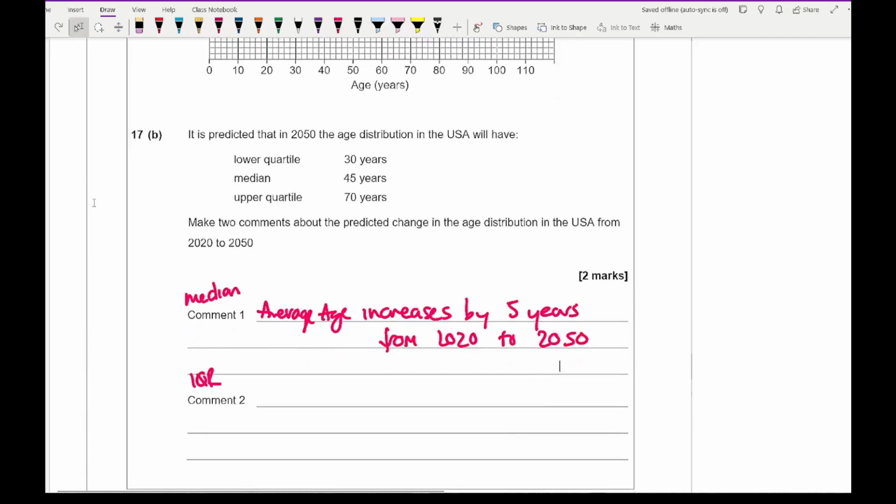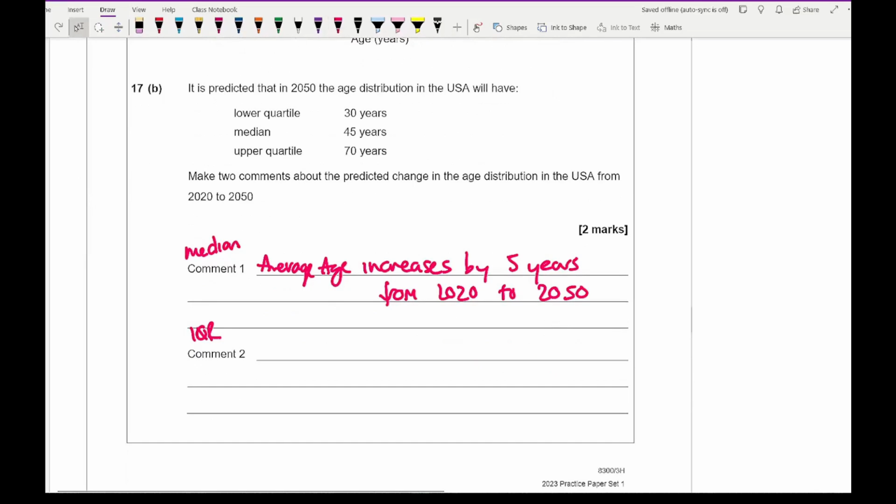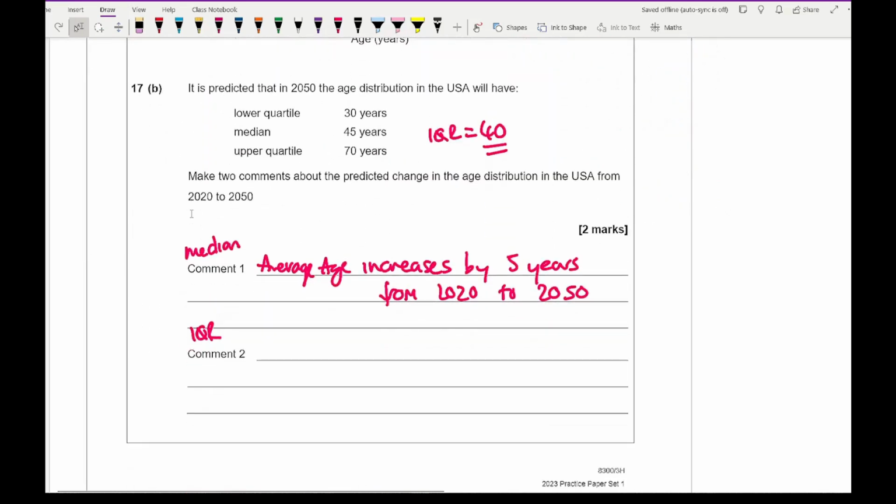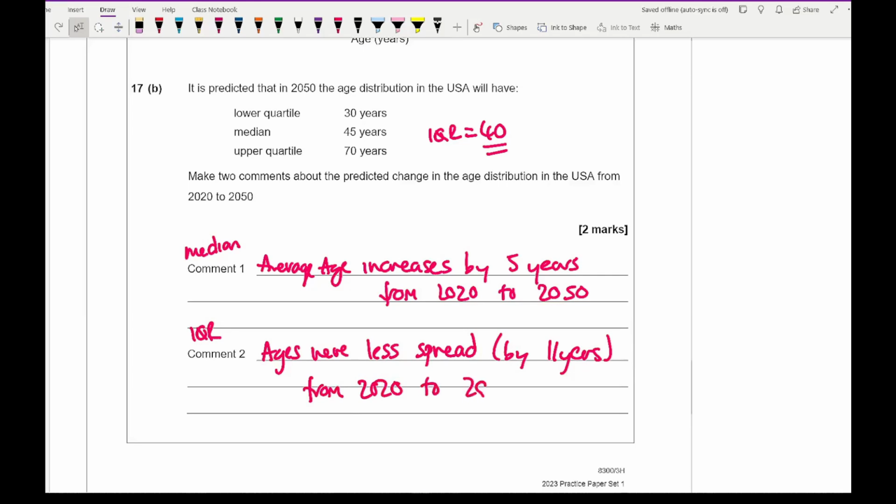Now you then want to comment on the spread. So the IQR for 2050 is going to be 40. So I'm comparing an IQR of 40 and an IQR of 51. So for a comment here, you could say something along the lines of that ages were less spread. And you could say by 11 years from 2020 to 2050. Something along those lines would have been absolutely fine.